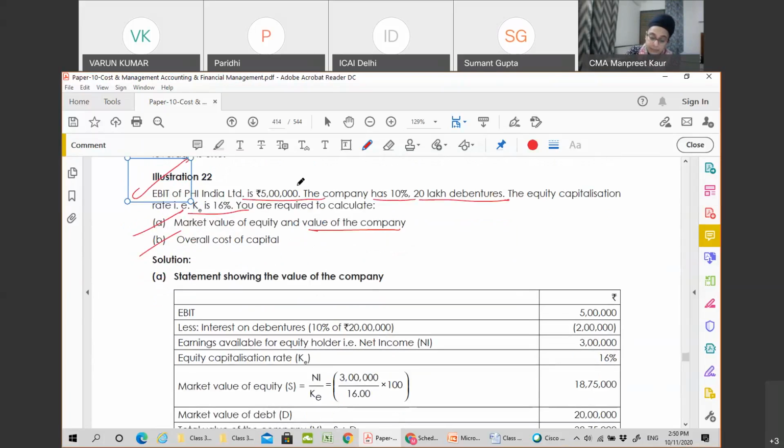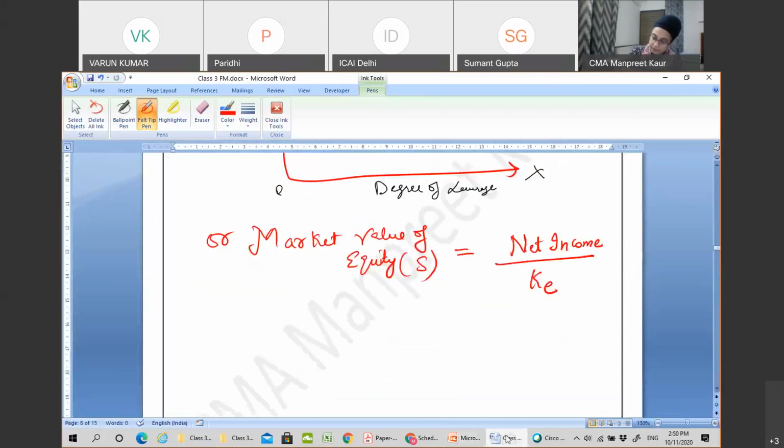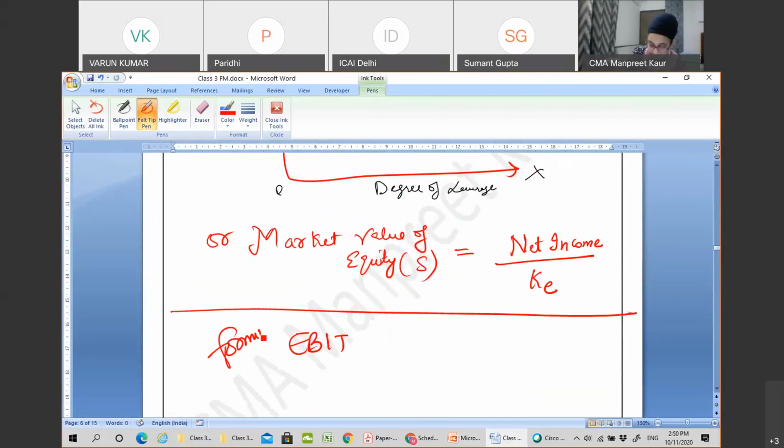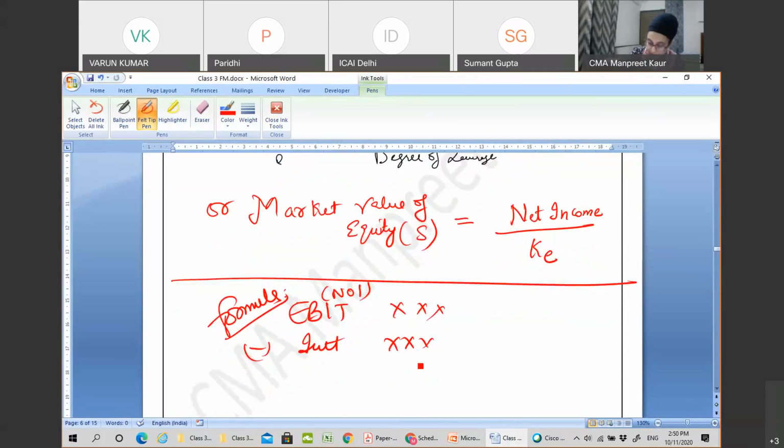First of all, we have been given EBIT. EBIT minus interest is the net income. EBIT minus interest is the NI. Always remember this. EBIT, this is the formula: EBIT minus interest. EBIT is net operating income, minus interest is the NI. If we are given EBIT, then minus interest we will get the net income.